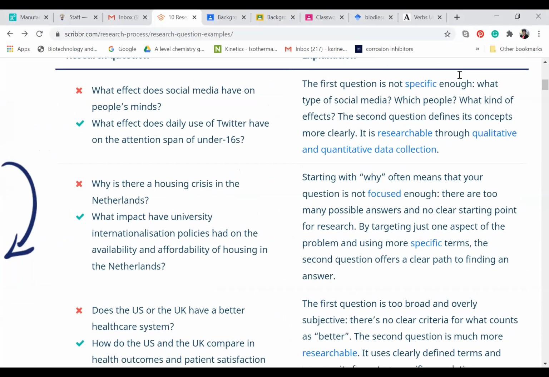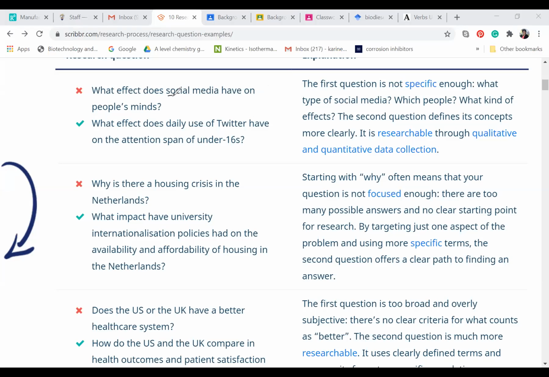Here it is saying that writing this kind of research question is not good. What is not good about this? Look here at what it says: what effect does social media have on people's minds? Your problem statement could have been: analyze the effect of social media on people's mind. Why is it a bad idea? Because it is too wide.